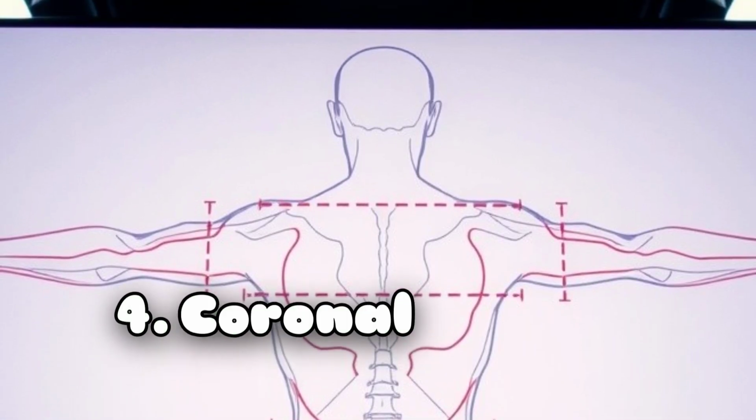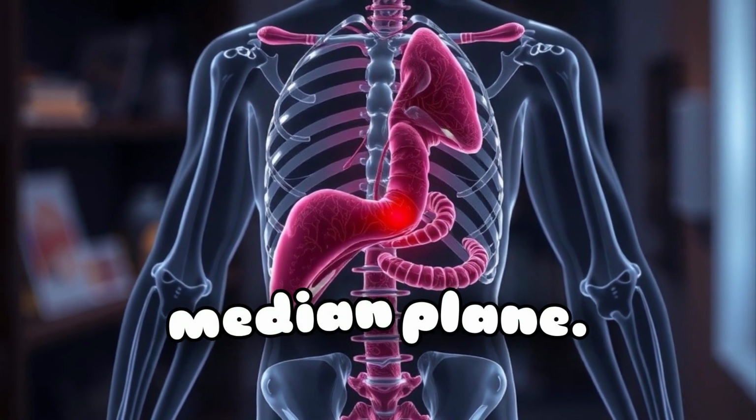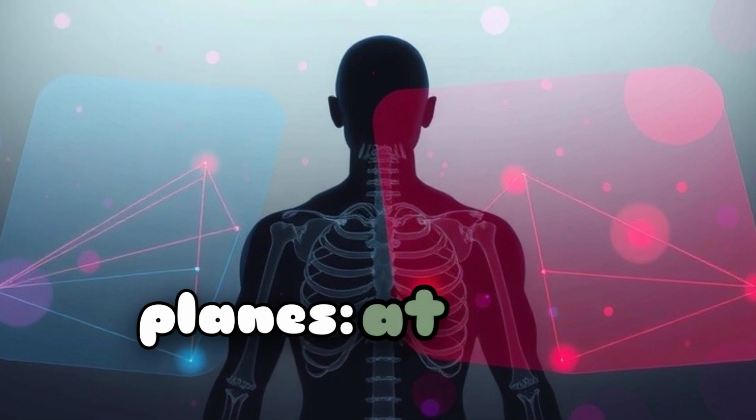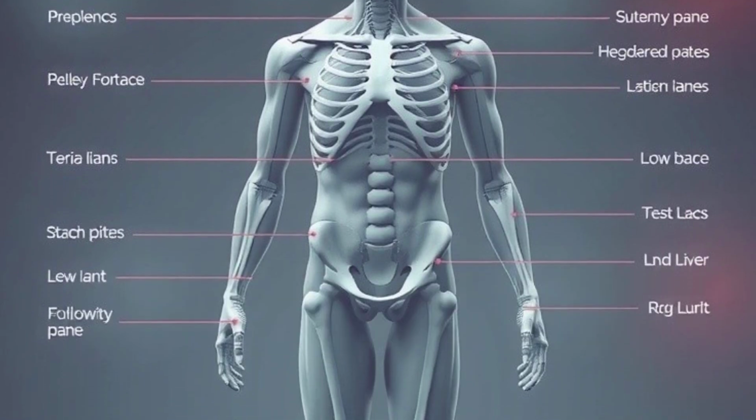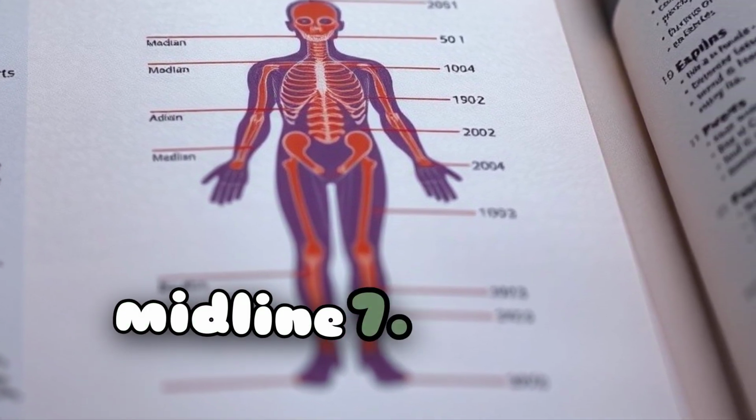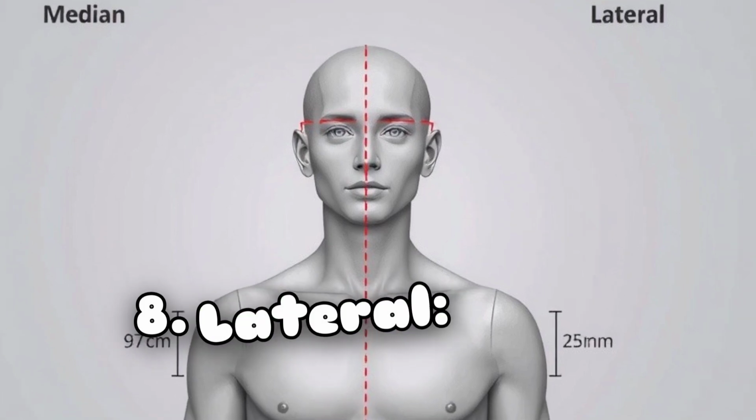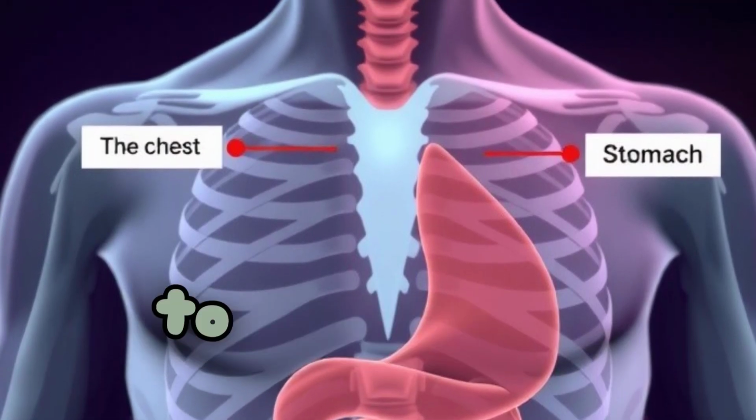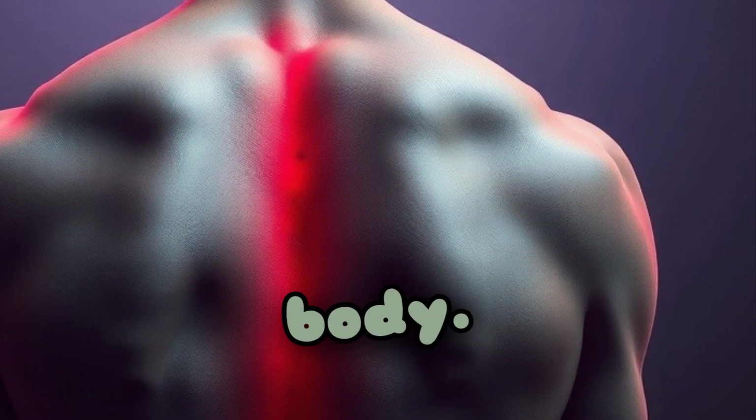4. Coronal planes. Vertical planes at right angles to the median plane. 5. Horizontal, transverse planes at right angles to both the median and coronal planes. 6. Median, on the midline. 7. Medial, nearer to the median plane. 8. Lateral, away from the median plane. 9. Anterior, near to the front of the body. 10. Posterior, near to the back of the body.